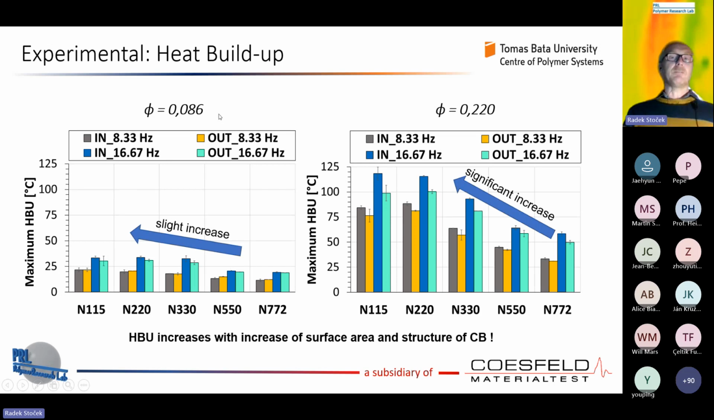Now, for the material with 20 phr of carbon black, I need to say we measured this for different loading frequencies, which were 8.33 and 16.67 Hz. So two different frequencies, with temperatures inside and outside. And what we can clearly see now is that there is for sure a dependence on frequency. We can see that with a higher frequency, we will have an even higher heat buildup for sure.